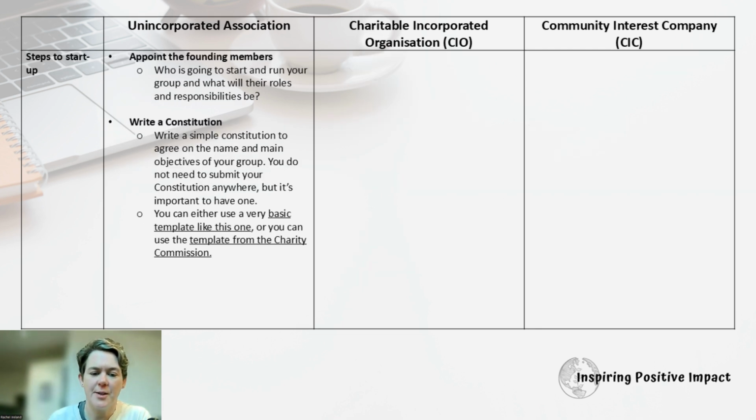So let's look at the first steps for starting up one of these organisations. With an unincorporated association, appoint the founding members: who's going to start and run your group, and what will their roles and responsibilities be. Write a simple constitution to agree on the name and main objectives for your group. You don't have to submit this anywhere at the beginning, but it is important to have one. I've linked to a template that you can use.